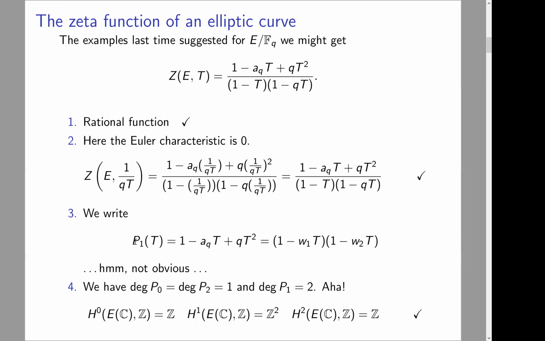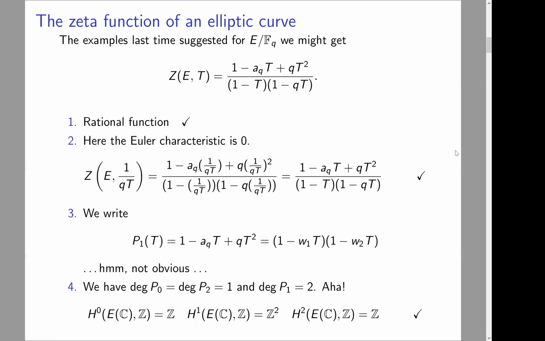We wanted to check the Riemann hypothesis, the fact that these two roots of that quadratic, w1 and w2, are both of absolute value square root q. And that's not obvious just from looking at this. Certainly their product is q, but that doesn't tell us that each of their absolute values is square root q. So there's something to be said there. And then finally, it does satisfy the expectation we had about the Betti numbers. The Betti numbers are exactly 1, 2, and 1, which are the degrees of our polynomial factors.